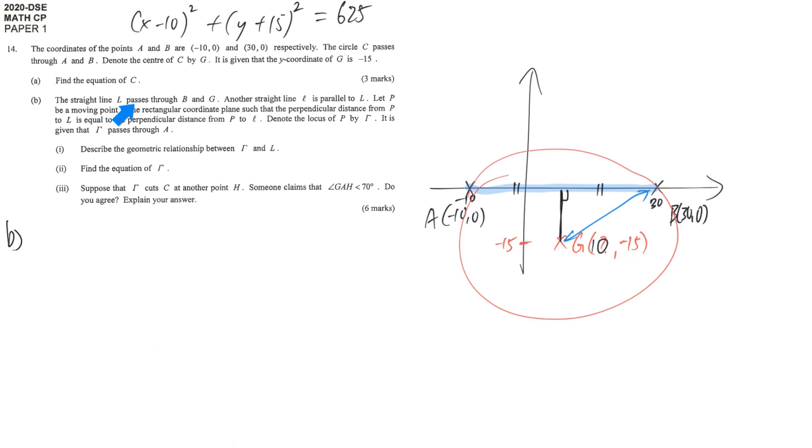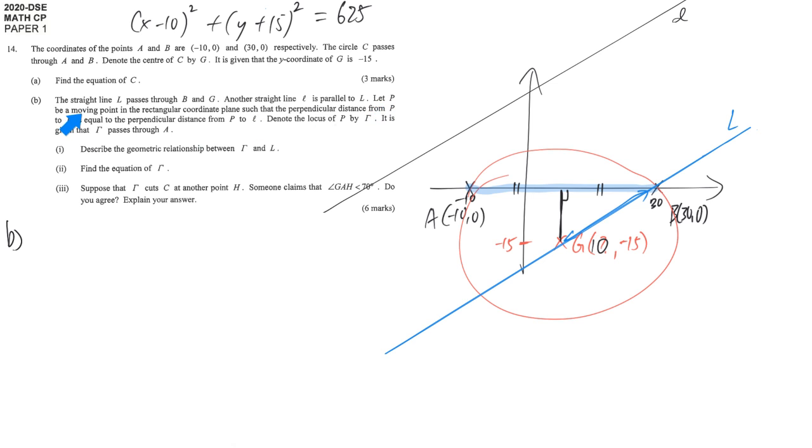In part B, they say there is a line L passing through B and G. So draw a line for L. And then they say that there is another line, small l, which is parallel to the blue line L. So maybe it's like this. But you don't know the heights, maybe you can shift it up or down. But at least they are parallel. And then just assume that it's here, with a little l.